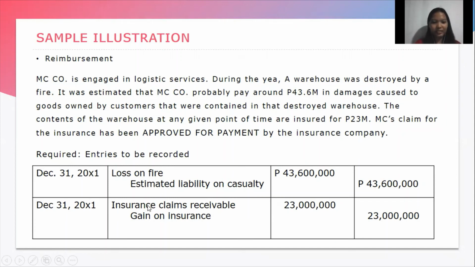Mapapansin nyo na dito sa second entry natin, hindi natin dinebit yung estimated liability and casualty. Instead, nag-record tayo ng separate asset ayon sa sabi ng standard. Pero, pag i-present na natin ito sa comprehensive income, pwede nating i-net, which will have the amount of 20 million pesos. Nakuha natin yung 20 million base dun sa loss on fire 43,600,000 at sinubtract natin yung gain na 23 million pesos.